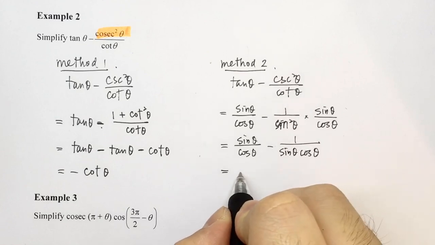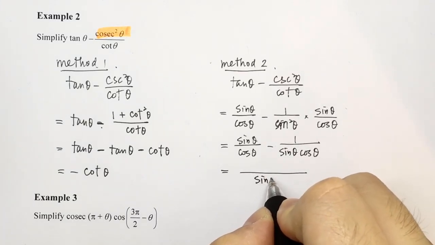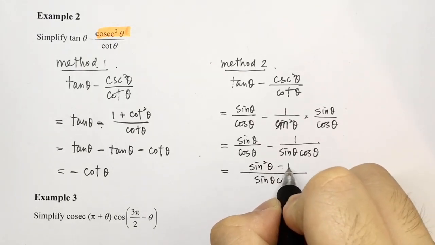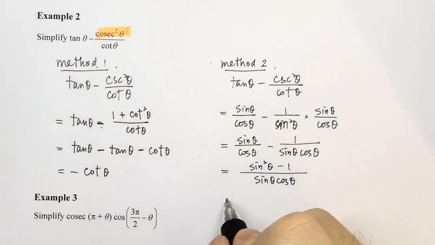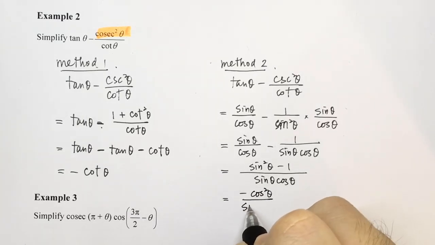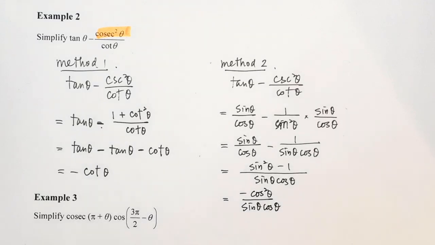And what you can do is to combine the two fractions, and the sine square minus 1. And sine square minus 1 is actually negative of 1 minus sine square, and 1 minus sine square is cosine square, so we have negative of cosine square theta. And cancel one of the cosine, we have negative cosine theta over sine theta. Okay? And the final answer is acceptable here. You do not need to change it to cotangent. Okay?